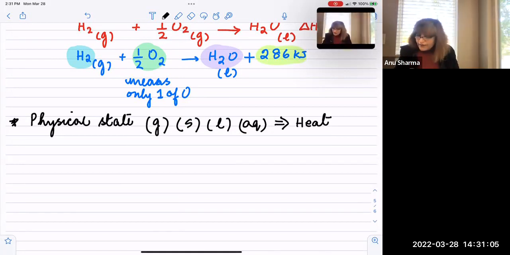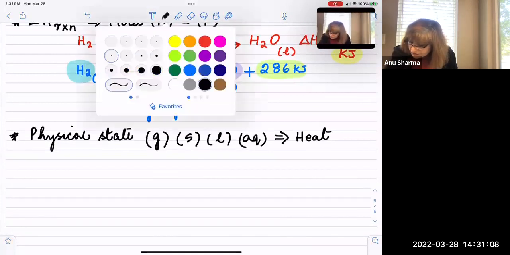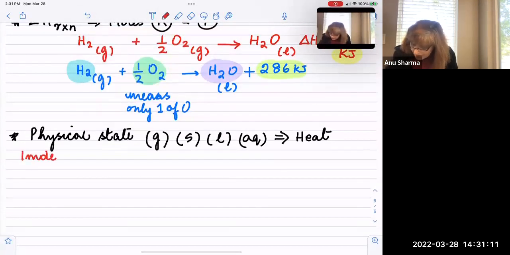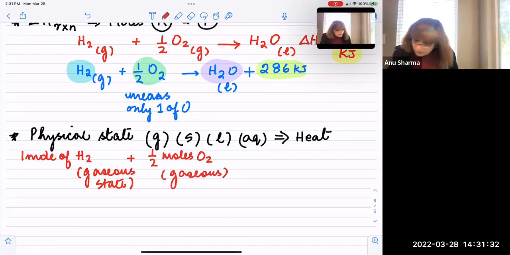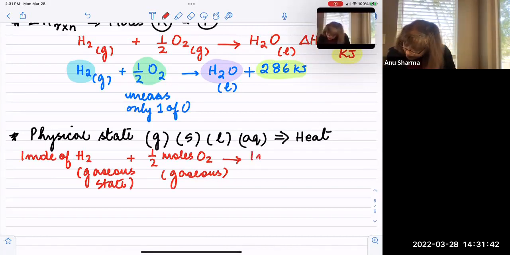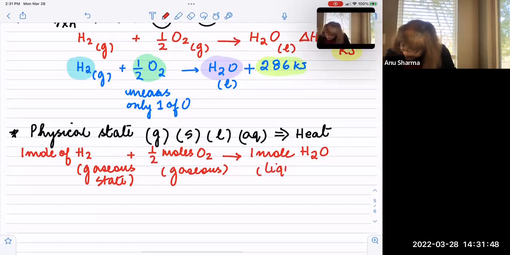So we see that 1 mole of hydrogen in the gaseous state reacts with half a mole of oxygen, also in the gaseous state, to give the water molecules. In this case, that is H2O, 1 mole of water in the liquid state.